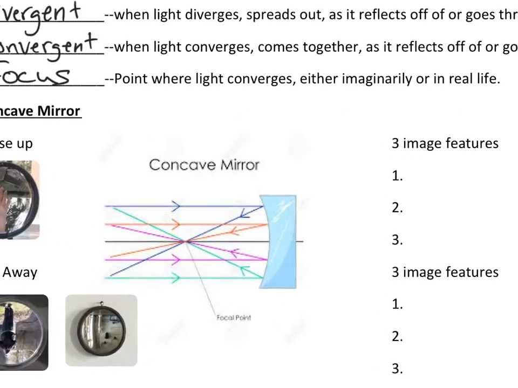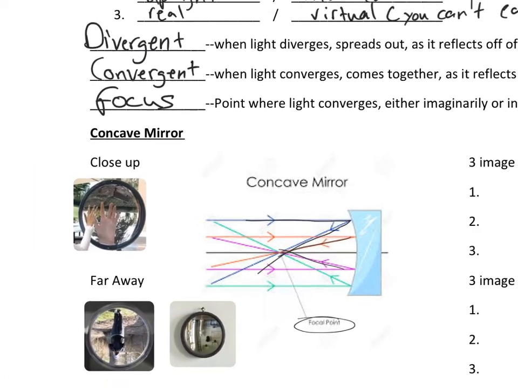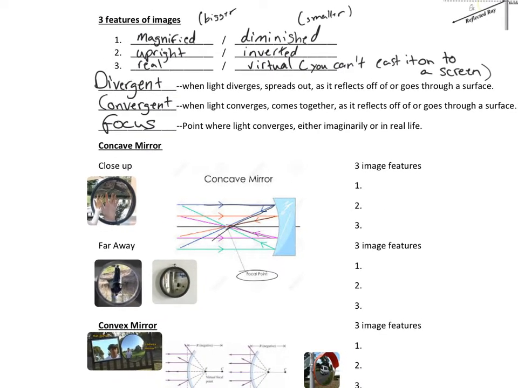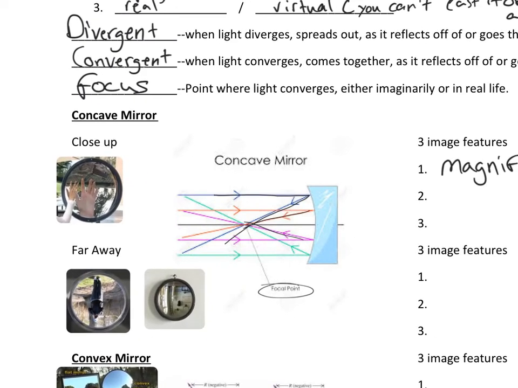So to start with, we're going to look at concave mirror. So if you look at a concave mirror, it is a convergent mirror. You can tell that because these lines are coming in and then moving all together to that one point. That point is known as the focal point or the focus. I know that is out of focus, but that's what it is. When you're dealing with a concave mirror, when the image is close up to you, you have a magnified image. We can tell this because if you look at the image that I've copied off of Google here, her hand is much bigger. So since her hand is much bigger, that means it's been magnified.